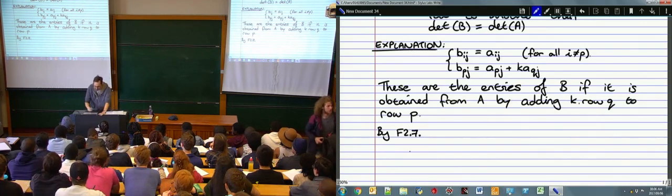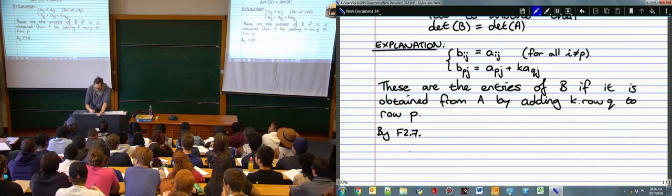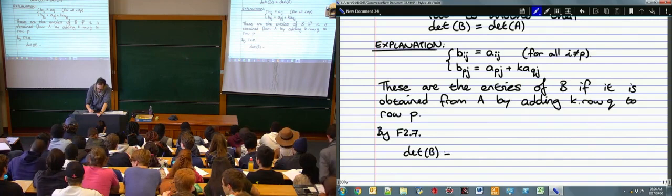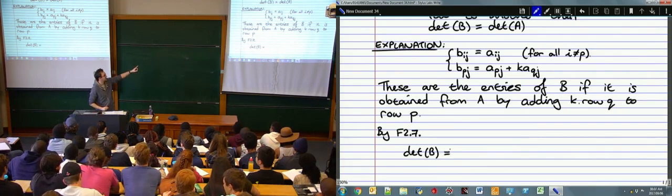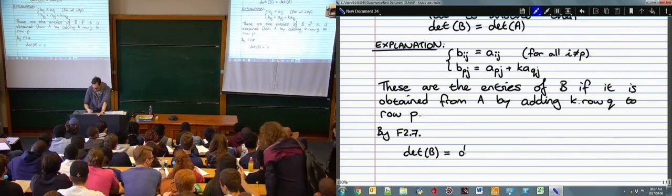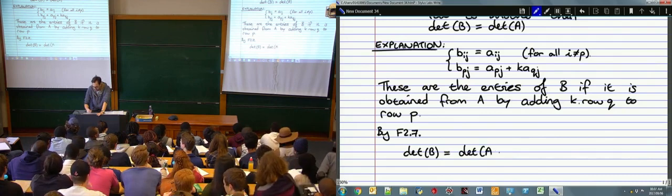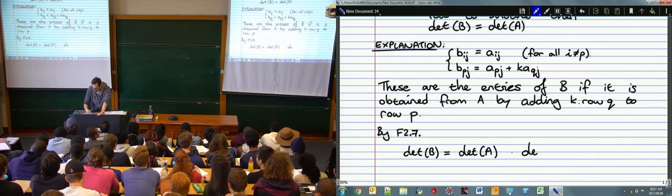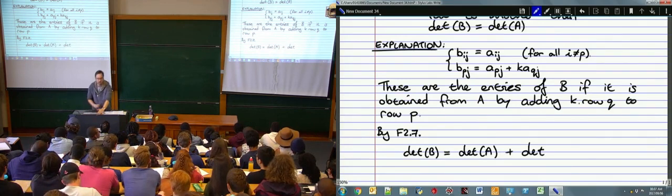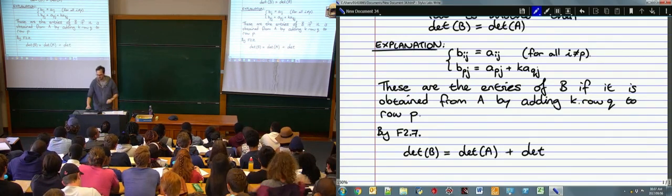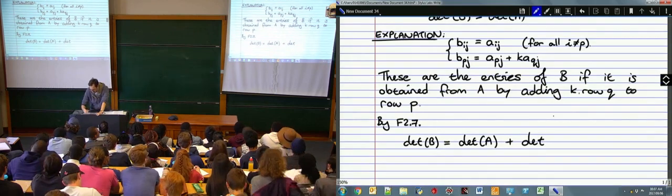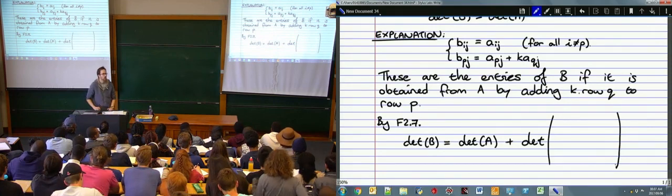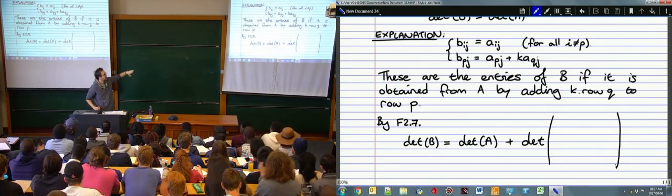Weird. Okay, so by fact 2.7, the determinant of B will be equal to the determinant of A plus the determinant of some fairly strange looking matrix. It'll be a determinant of this matrix here. It'll be a matrix where all the entries except the pth row are the same.